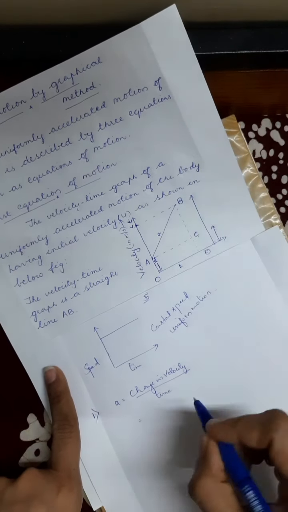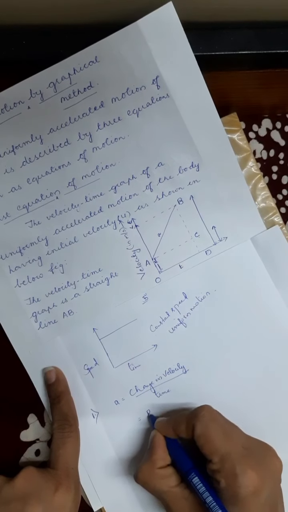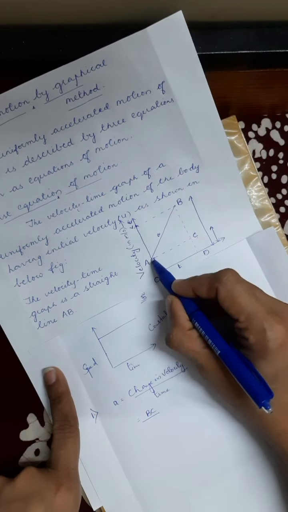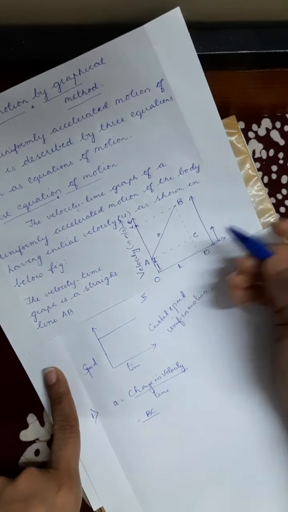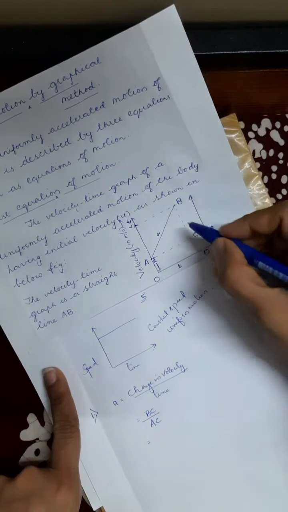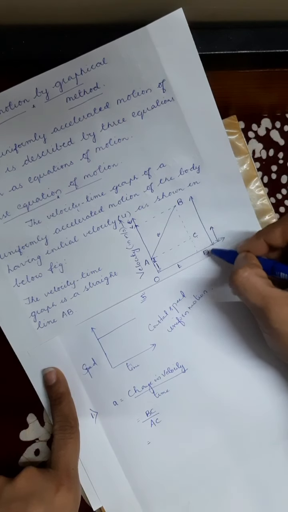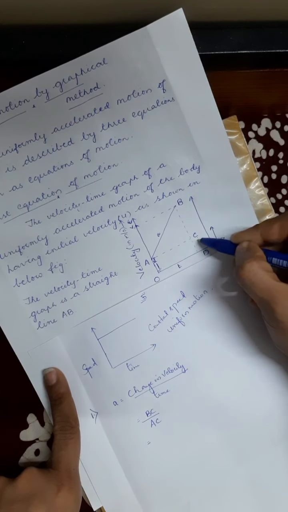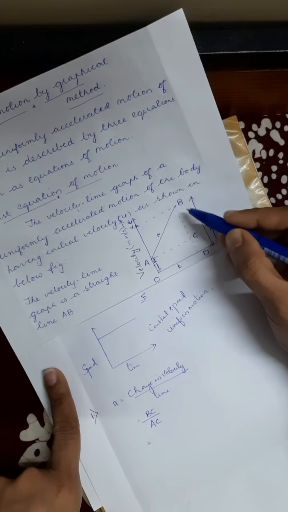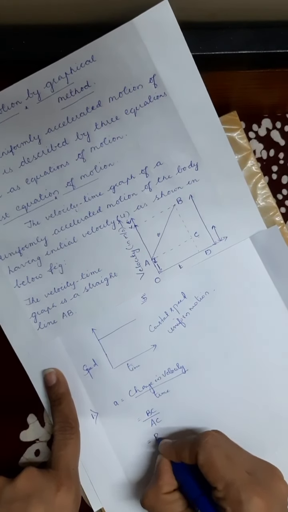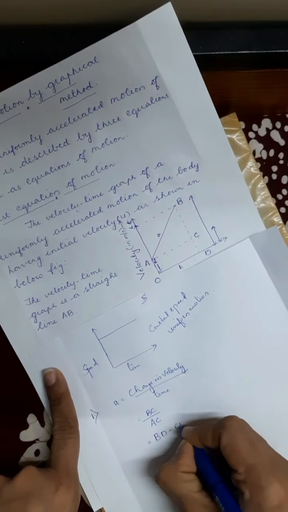So I am writing change in velocity is that BC divided by time taken. Time taken for this AB means which is AC, isn't it, students? So I am writing here AC. So this BC, can I write like this? BD minus CD. BD means this total distance minus CD, which is equals to BC only, right? So I am going to write now BD minus CD.